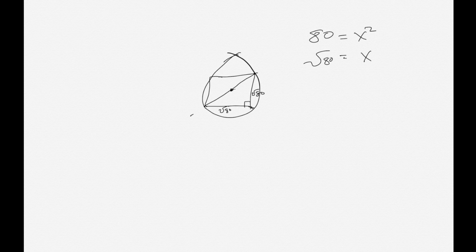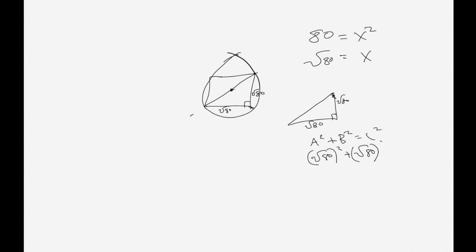If you look, we have a right triangle, and that right triangle goes like this. Both sides are the square root of 80. If we can get the hypotenuse, that is also the diameter of the circle. If you remember the Pythagorean theorem, a squared plus b squared equals c squared. So we have the square root of 80 squared plus the square root of 80 squared equals c squared.